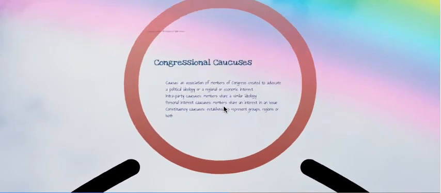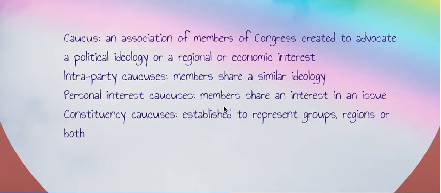A caucus. We've heard that word before. Kind of confusing. What is it? Well, a congressional caucus is an association of members of Congress created to advocate a political ideology or a regional or economic interest. So there may be members of Congress from the South that want to promote agricultural interests. There may be members of Congress that want to form a caucus to promote technological interest and industry, maybe out in California, Simi Valley.